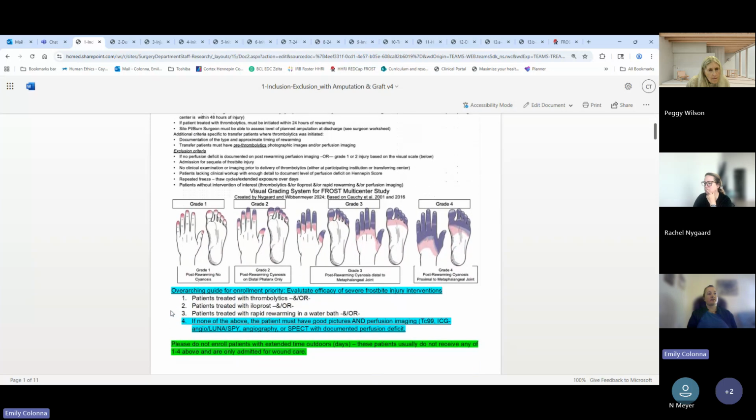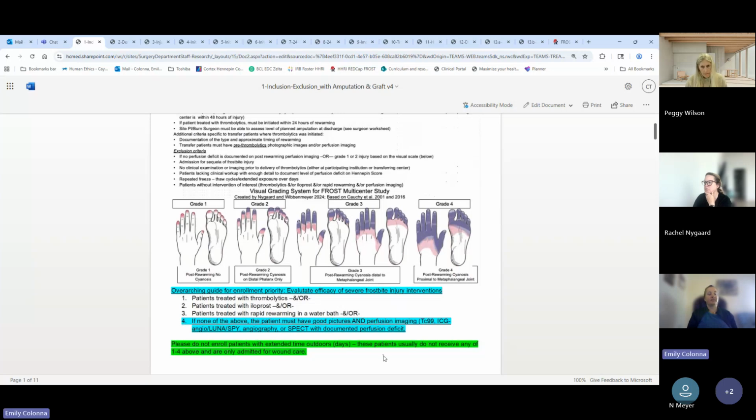So the overarching guide for enrollment, the priority is we want to look at how well treatments work on severe frostbite. So we want to take a deep dive into thrombolytics, iloprost, or rapid rewarming. If they have all three, that'd be really cool. If they have none, then they must at least have good pictures and perfusion imaging.